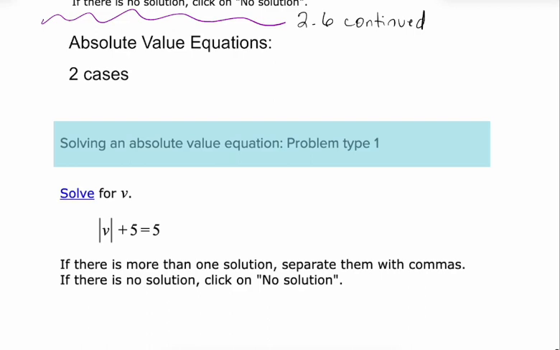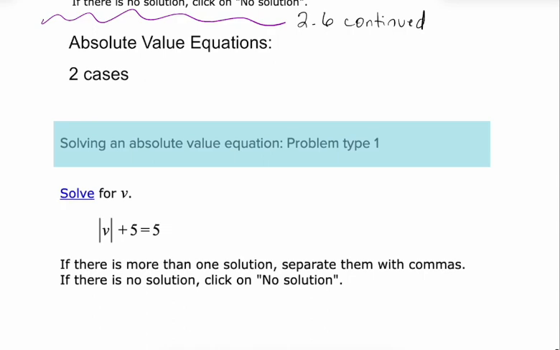Now, absolute value equations require two cases, and here's why. An absolute value is a distance from something. So I can go to the left to get that distance, or I can go to the right on a number line. And so because of that, I can go either direction sort of thing. So you get a positive version and a negative.